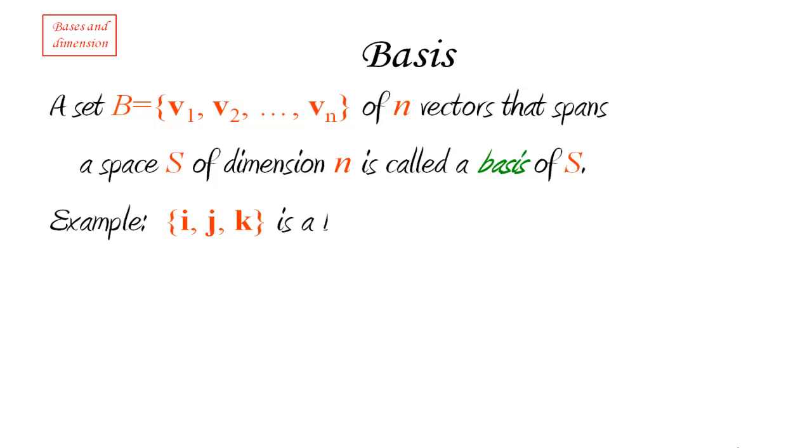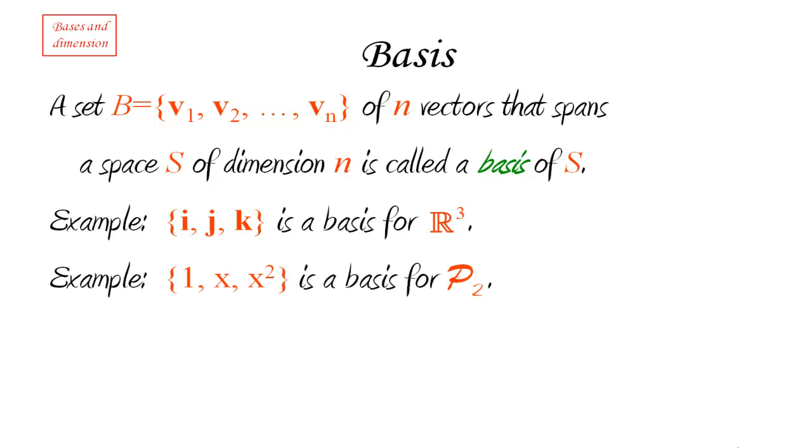Okay? So for example, i, j, k is a basis for R3, isn't it? Because by using i, j, and k, we can span all of R3, and R3 has dimension 3, and therefore it's a basis. So it's a fairly good starting example. In fact, this one is called the standard basis for R3. It's the usual one, the one that we have been used to and that we're going to use unless we have some good reasons for not using it.